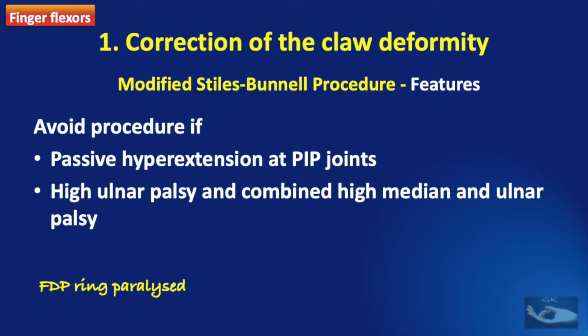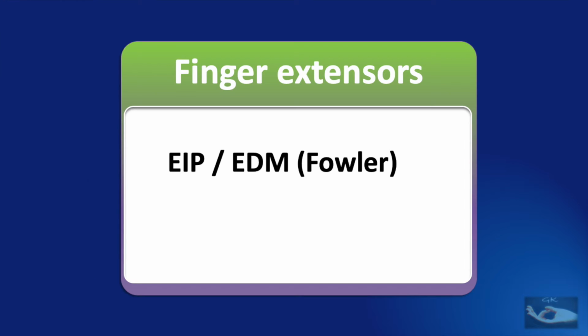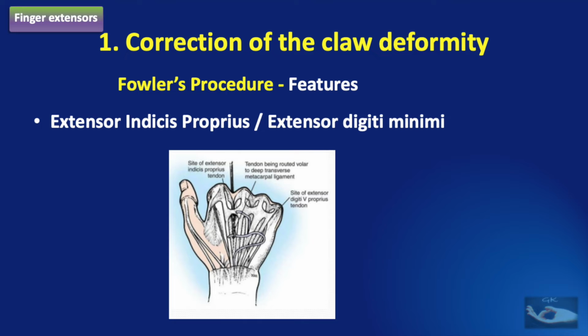This is because of the paralysis of the FDP of the ring finger in high ulnar palsy, so the ring finger FDS should not be used, and paralysis of the FDS of all the fingers in high median nerve palsy. Finger extensors like the extensor indicis proprius and the extensor digiti minimi can be used for claw correction by the Fowler's technique.